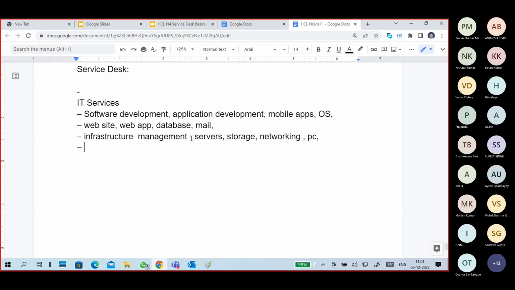Your company is either software development related, deployment of software, web development, database management, or mail communication related. There are so many other things, and I'm not writing everything. SAP related, Oracle applications related, like OBIEE, Power BI, Tableau. These are all different types of applications.